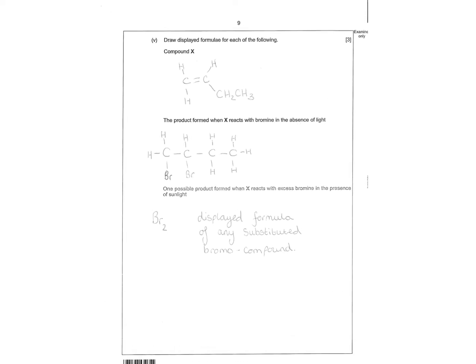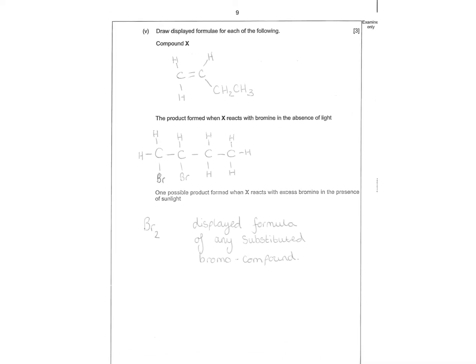Draw then the displayed formulas for each, okay. So this is what we believe compound X to be. So 1, 2, 3, 4 carbons with a double bond, okay. Then in the absence of light, this is what it looks like. And then in the presence of light, you just had to do free radical substitution.